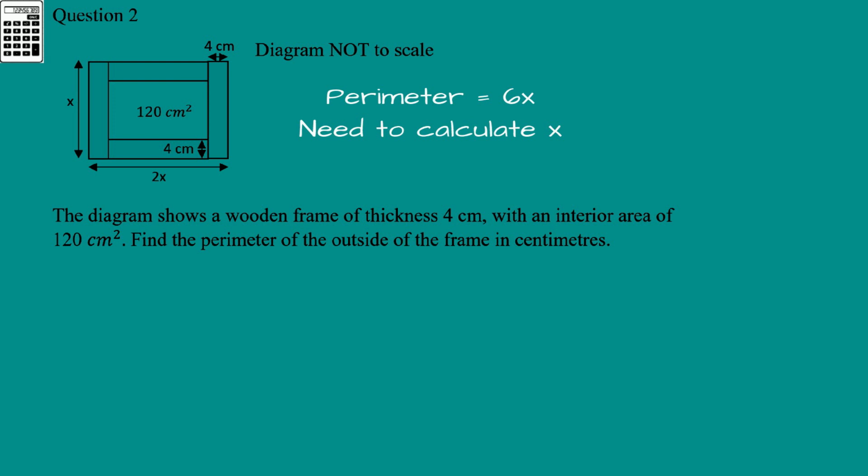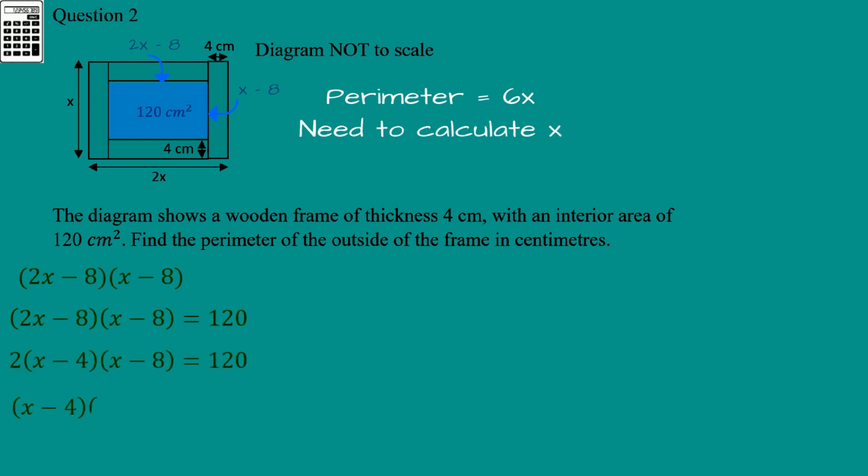To do this we must use the internal area of the frame. An expression for the internal area of the frame is 2x minus 8 times x minus 8. We can now form an equation for the internal area by setting this equal to the area given in the question, 120. Take a factor of 2 out of our first bracket, and then divide both sides by 2. Multiply out the brackets to give x squared minus 12x plus 32 equals 60. To solve, the quadratic equation has to be equal to 0, so taking 60 from both sides gives us x squared minus 12x minus 28 equals 0.